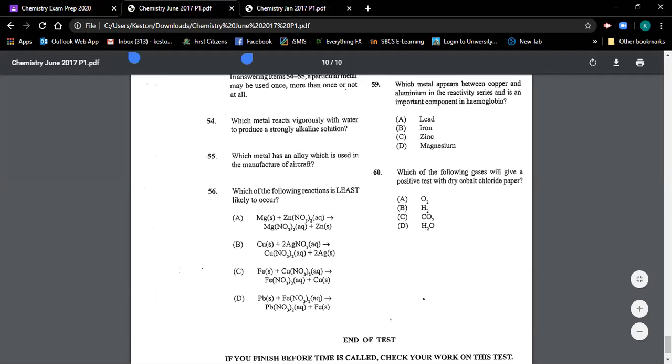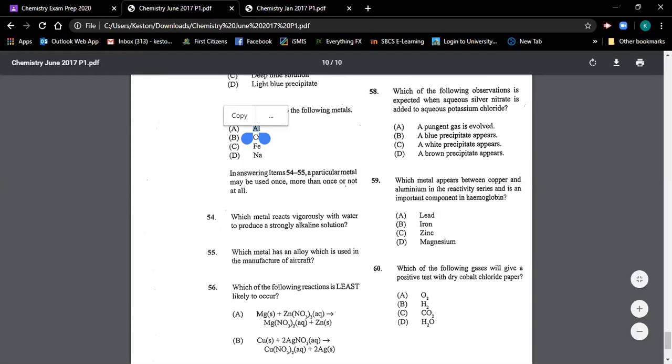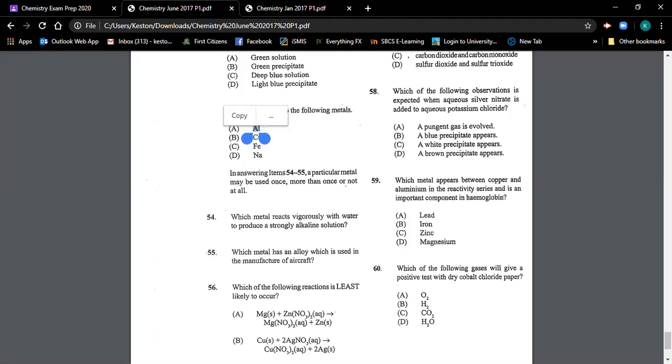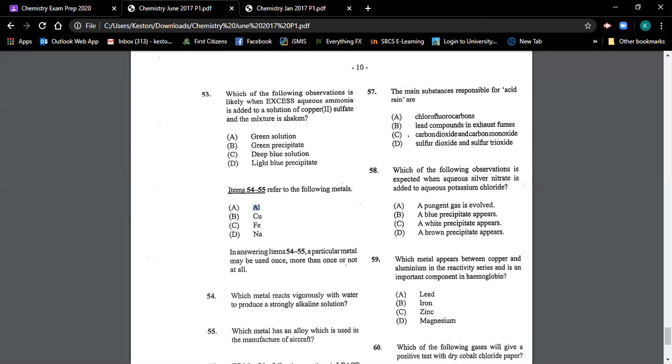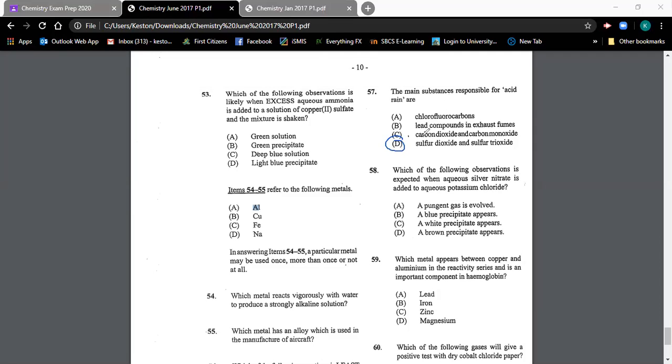Sorry, no, 58. Skipping 1. Skipping 2. 57. The main substance responsible for acid rain. Saw this last time. This is a repeat. Good. Anybody else? You remember this from last class? Sulfur dioxide and sulfur trioxide. Remember rainwater. Water, and this is going to give you sulfuric acid.